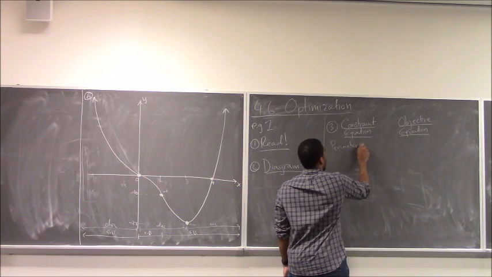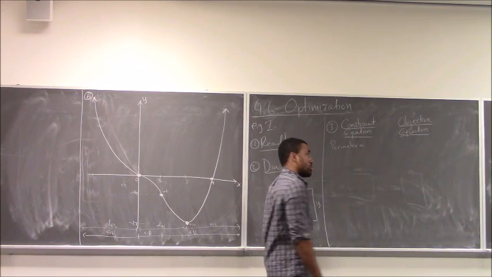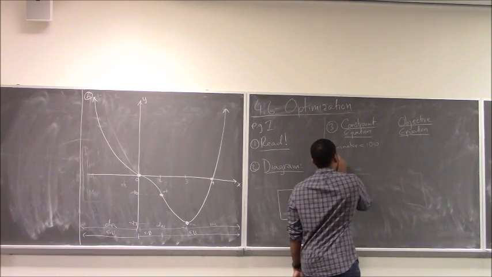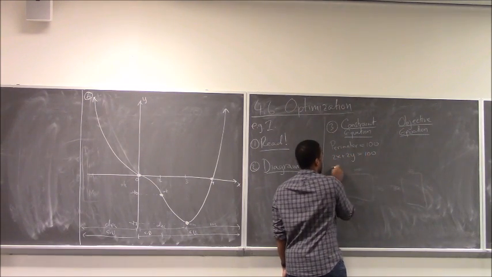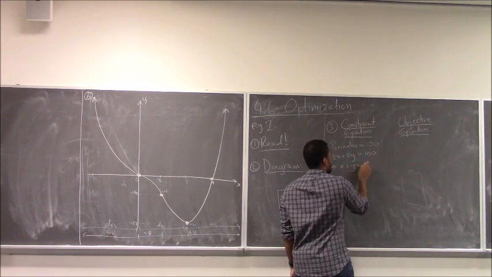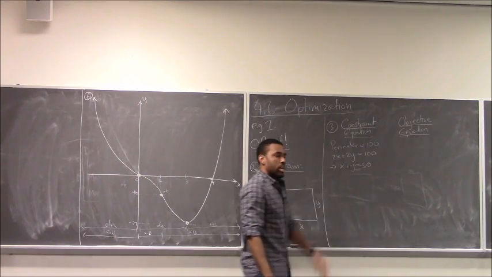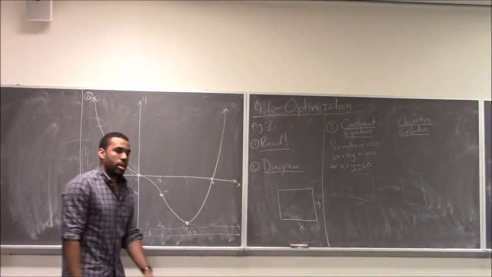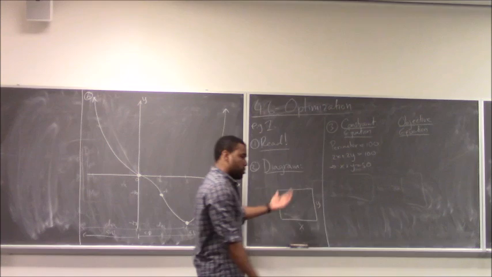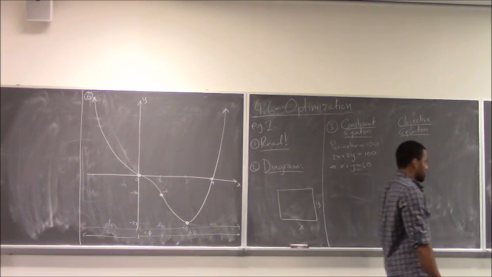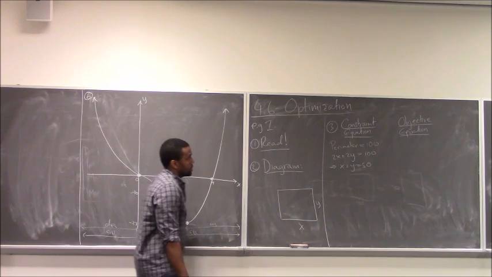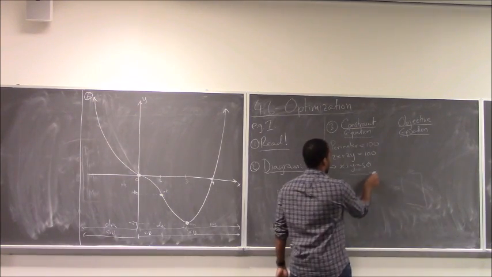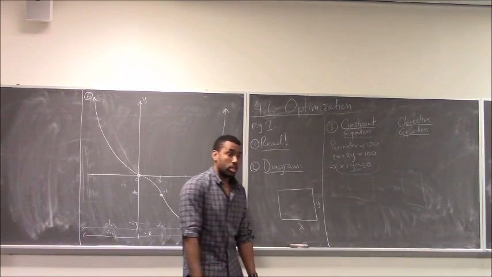So I drew a figure and I realized the perimeter is the constraint. The perimeter has to be 100, which means that 2x plus 2y has to be 100. Or I can say x plus y equals 50. All right, so this is a constraint that you have to obey. The length plus the width has to add up to 50. That's a restriction that you have. That, by definition, is your constraint equation.